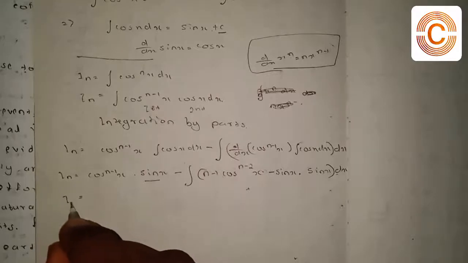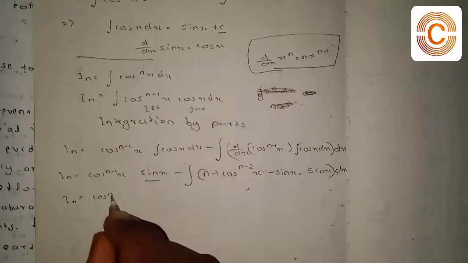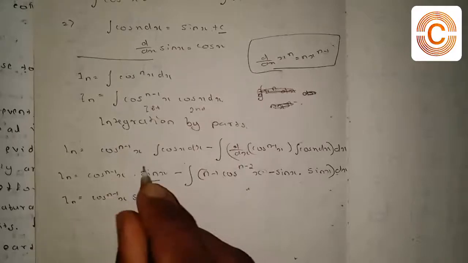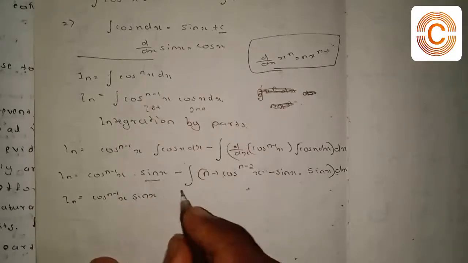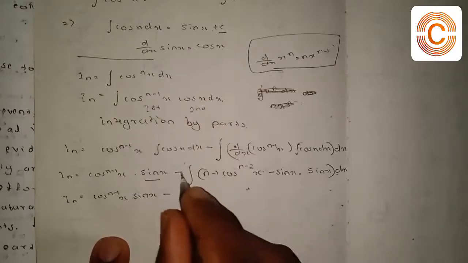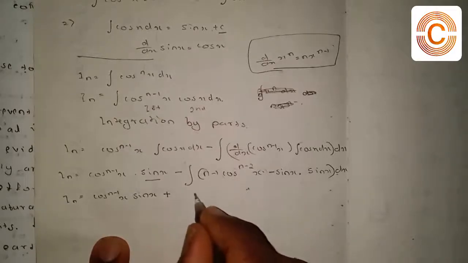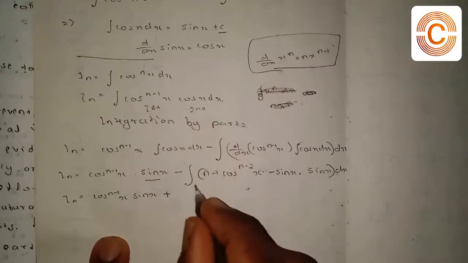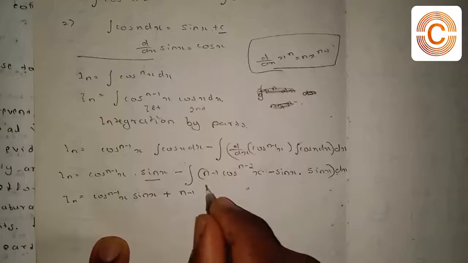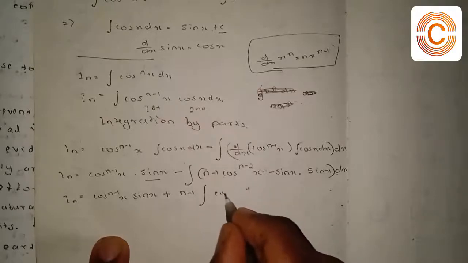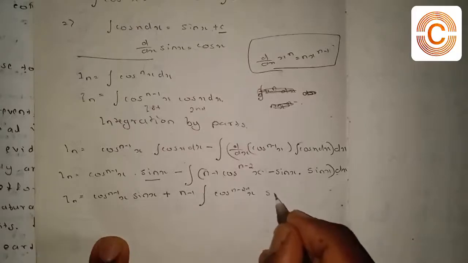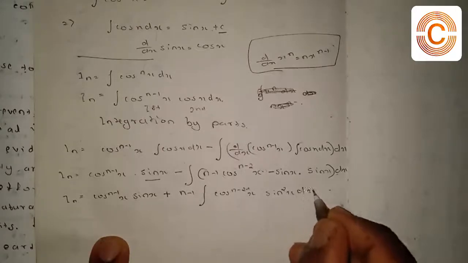In the next step, I_n is equal to cos^(n-1)x sin x. There is no change in this term onward. Then minus the integral of (n-1), here minus and minus give plus, and (n-1) goes outside of the integral. Then (n-1) times the integral of cos^(n-2)x sin x into sin x, which is equal to sin square x dx.